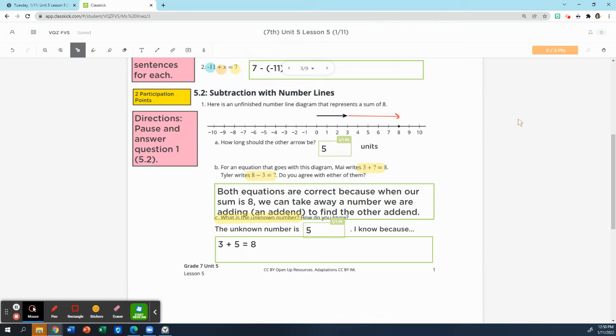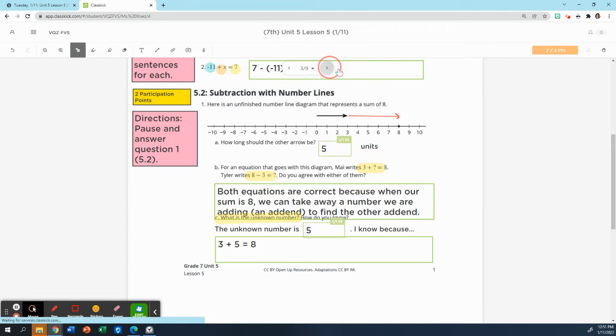This is an example of how important it is to make use of the relationship between addition and subtraction. I know that 3 plus something is 8, and that means that if I take away the addend that I do know, the number that I do know I'm adding, I can find the missing number.